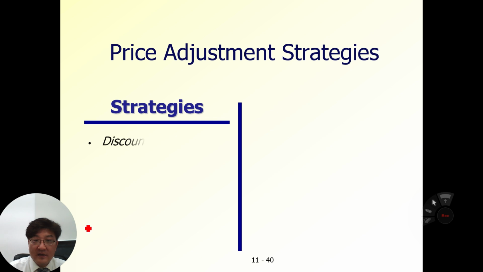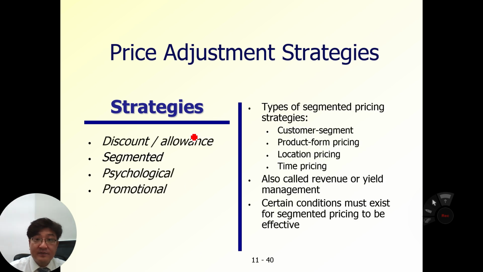Okay, now the second one is segmented pricing. Segmented pricing is when you set a different price for a different segment. The segment can be many things. First of all, you have the consumer segment. One example is setting a different price for the female haircut and the male haircut. The customers are different, right? Or you might charge a different price for rich people and poor people.